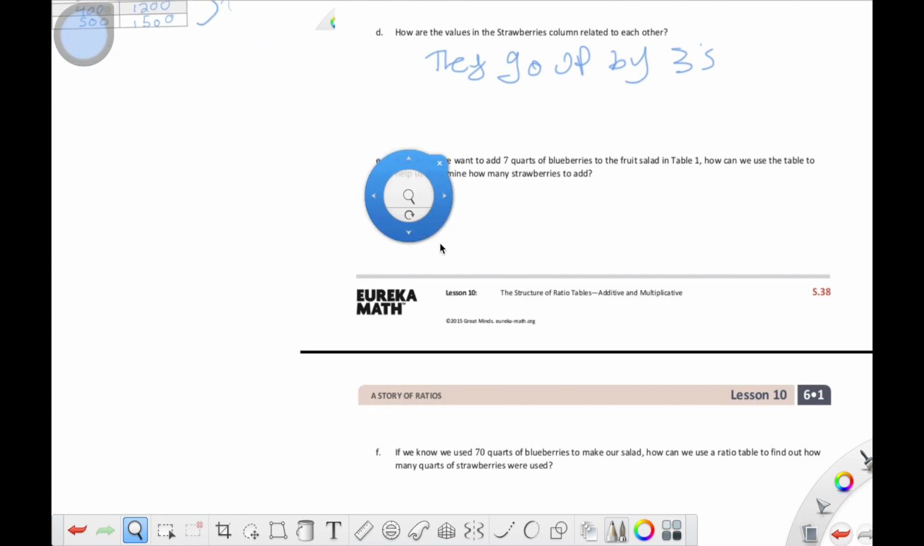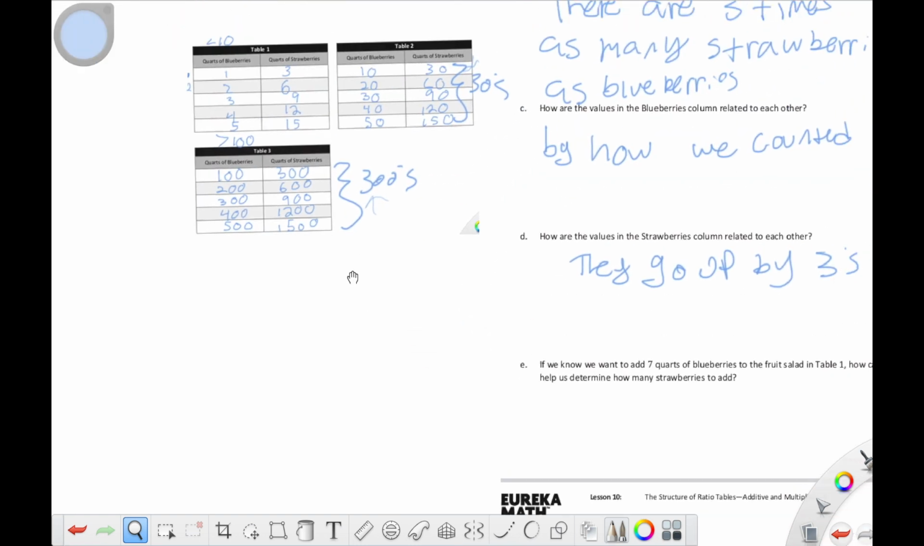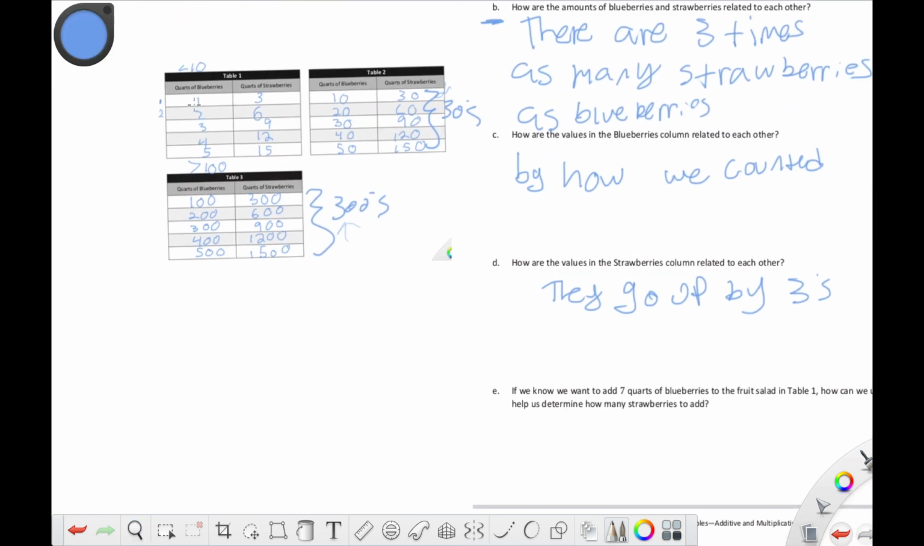Let's do E. E says, if we know we want to add 7 quarts of blueberries to the fruit salad in table 1, how can we use the table to help us determine how many strawberries to add? So we know that if we have 1, 2, 3, 4, 5 here, we already figured it out before, right? If we have 7 quarts of blueberries, there's 3 times as many strawberries. So we're going to do 7 times 3, which is 21. There are 21 that we can do there.